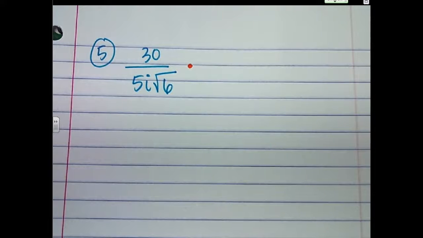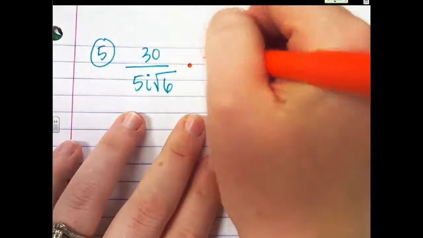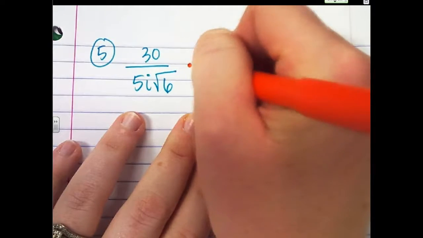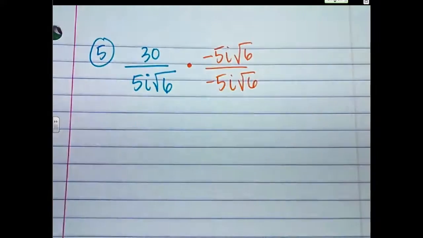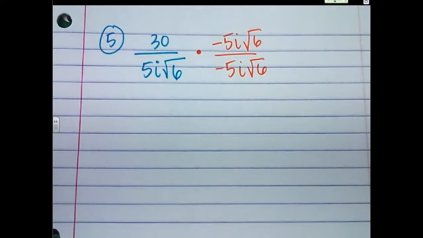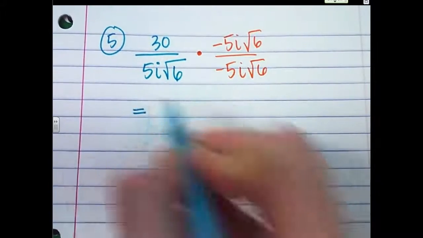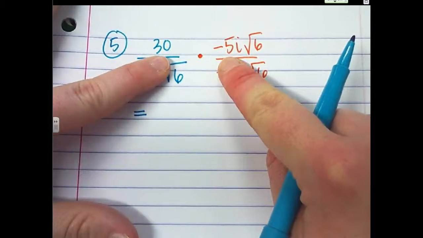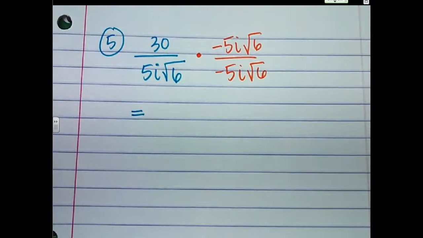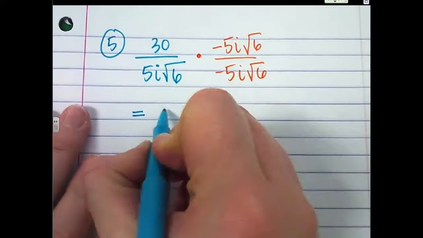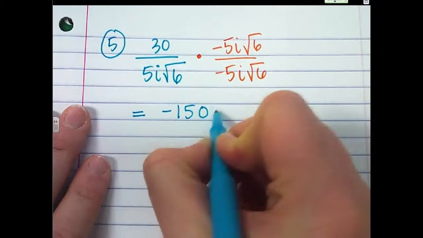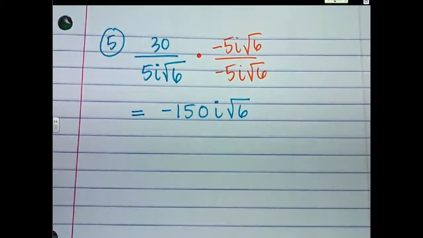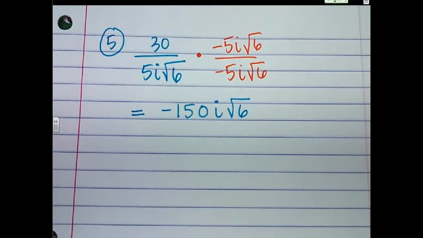So what do you think we're gonna multiply by? Perfect. Negative 5i square root 6. So I just changed the sign. Okay, so when you multiply, just be really careful. Look at the top. What can I multiply together on the top? The negative 5 and the 30. So that becomes negative 150i square root 6. It's a lot. That's why I say just take it slow. And I would give yourself some space on these.